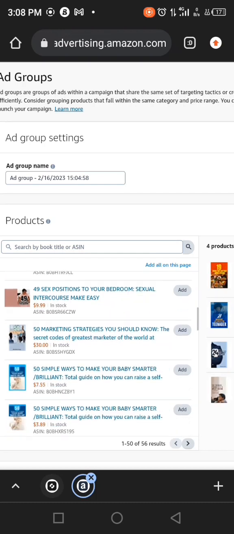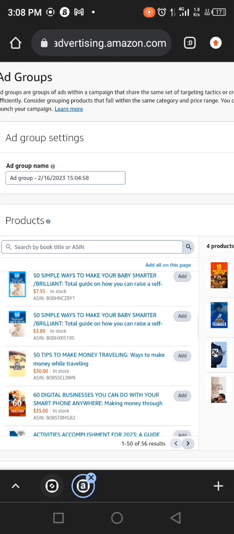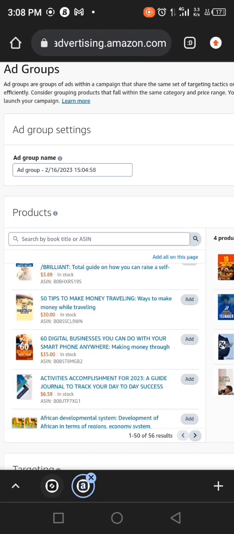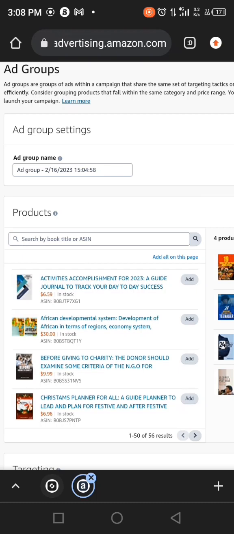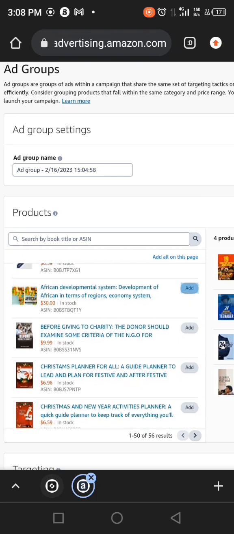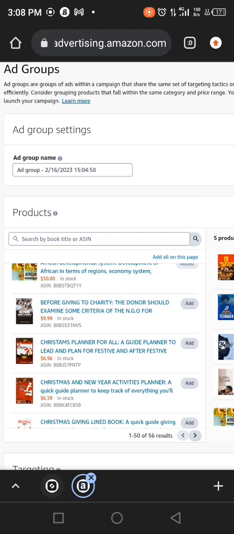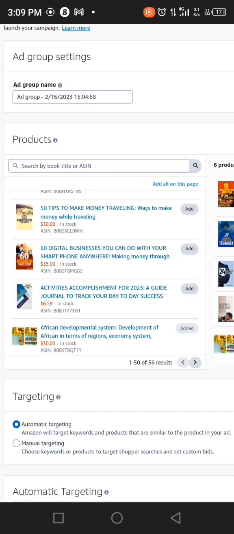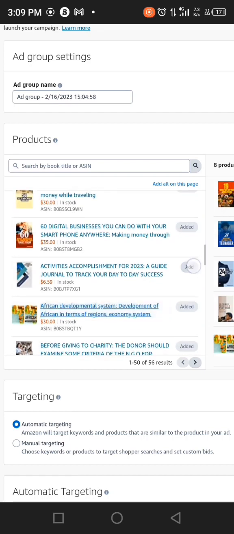As you can see, all these books are currently live on Amazon, and that's why they are here. The ones that showed drafts are the ones that are not live on Amazon, and they are not showing here, okay? African developmental system, you could add this before giving to charity. You could add this, just books for people that want to grow their intellect, okay? So if we could actually add making money traveling, digital businesses, activities accomplishment for 2023, this shows that we're trying to run an advert for all these books.